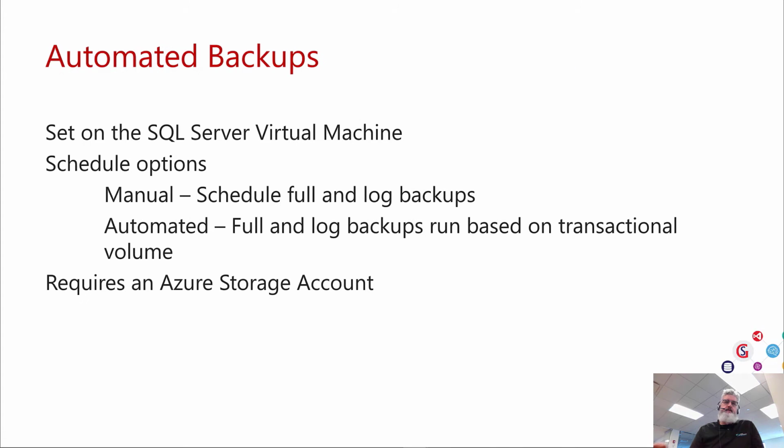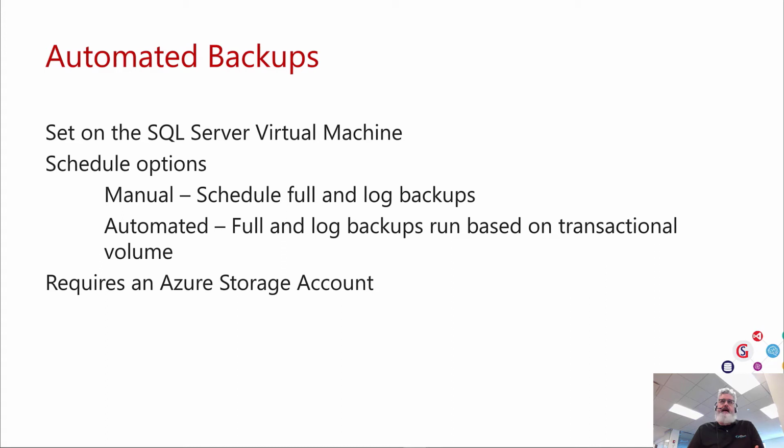So, second option is what's called automated backups, and this is kind of a hybrid of the managed backups available for PaaS and the IaaS offering on the virtual machine. So on the virtual machine itself, you can enable automated backups, and then you have the ability to create either a manual schedule. So you say, okay, I want to run a full backup at 1 a.m. on Sunday. I want to run diffs at 1 a.m. Monday through Saturday. I want to run a log backup every 2 hours. You can do that, or you can turn an automated schedule on.